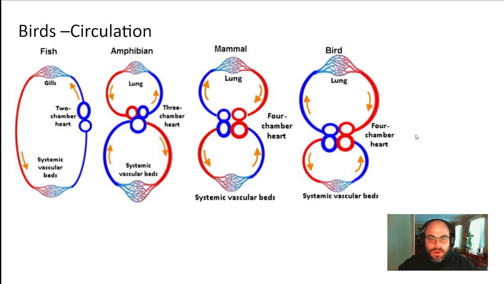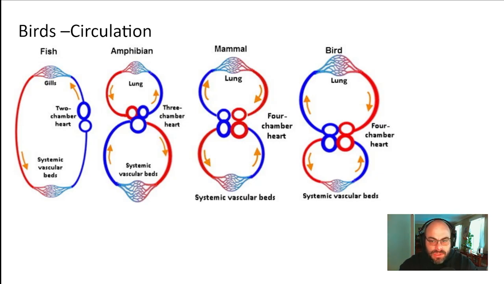Birds have a four-chambered heart and a double-loop circulatory system. Why is the four-chambered heart important? I love this picture because you can see all the different circulatory systems that we've talked about, at least with vertebrates. The four-chambered heart allows there to be no mixing of blood that has oxygen and blood that doesn't have oxygen.